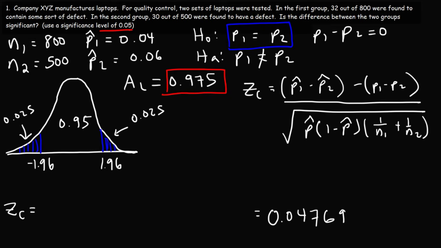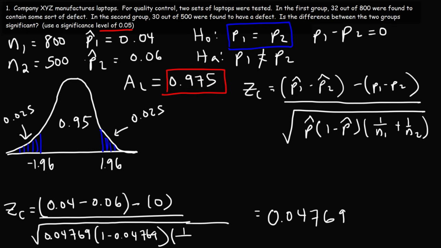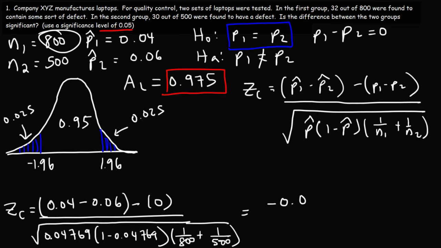So zc is going to be p1 hat, which is 0.04, minus p2 hat, that's 0.06. And as we said before, p1 minus p2 is equal to 0. This is going to be divided by the square root of the pooled proportion, which is 0.04769, multiplied by 1 minus p hat, or 0.04769, and then times 1 over n1, where n1 is 800, plus 1 over n2, where n2 is 500. So 0.04 minus 0.06 is negative 0.02.